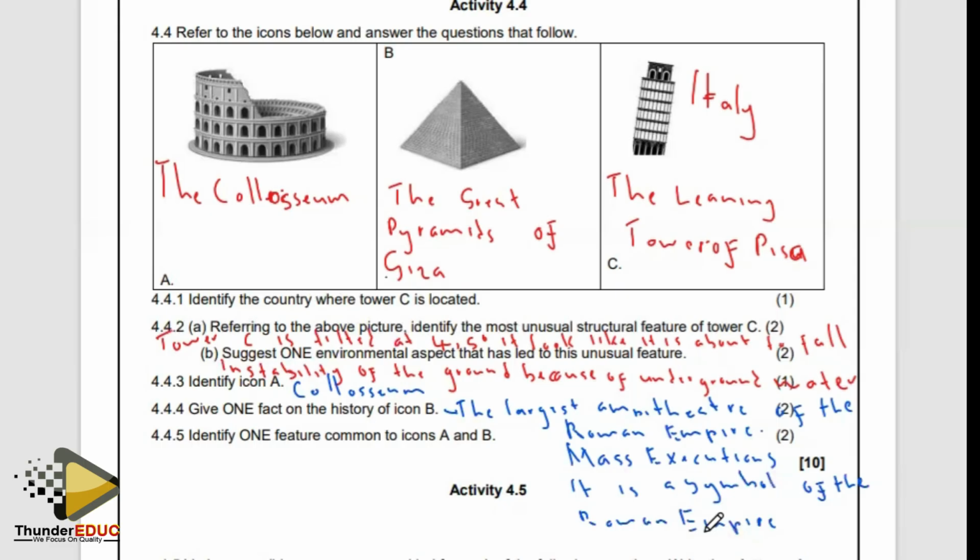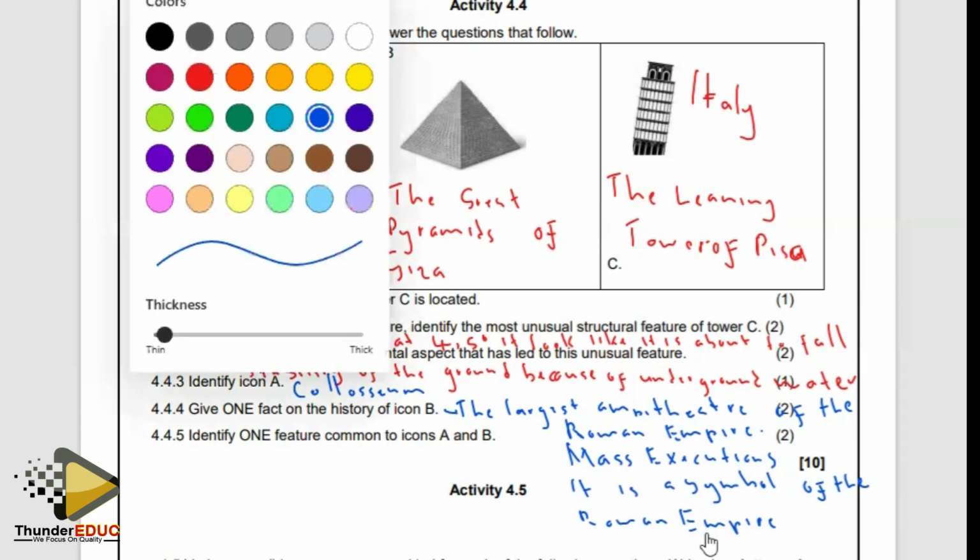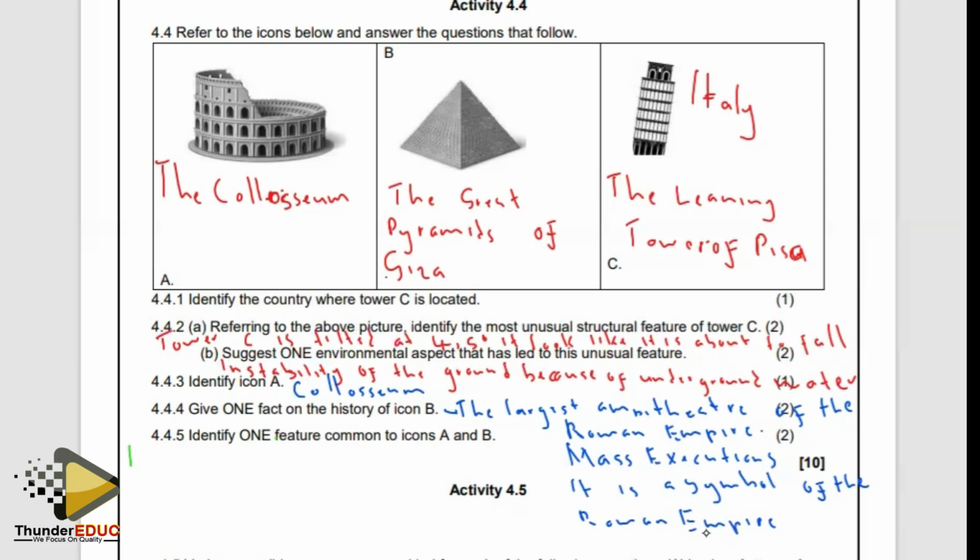So you can also say that both icons are associated with the ancient world. Both icons are associated with ancient history. Both icons are associated with ancient civilizations.